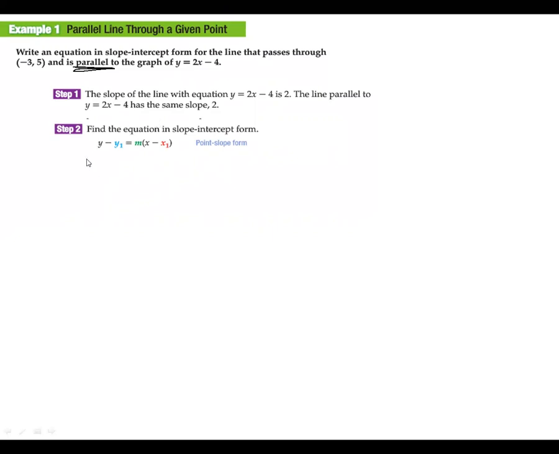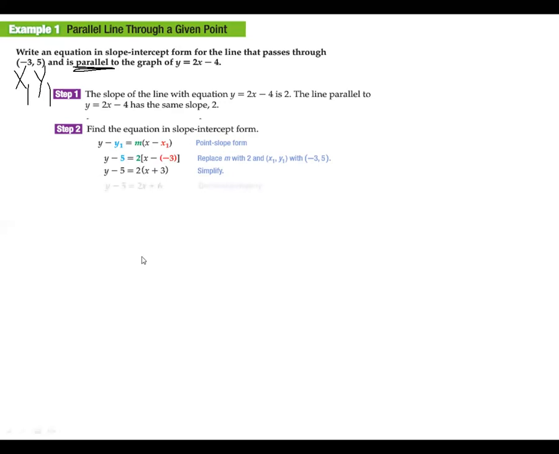So point slope form, y minus y1 equals m times x minus x1. Your x1 and y1 are the point that you're given, and then your slope is 2 because it's parallel to the other line that you're given. So you substitute in y minus 5 equals 2 times x minus negative 3. And remember, when you have minus a negative, you can write it as adding.